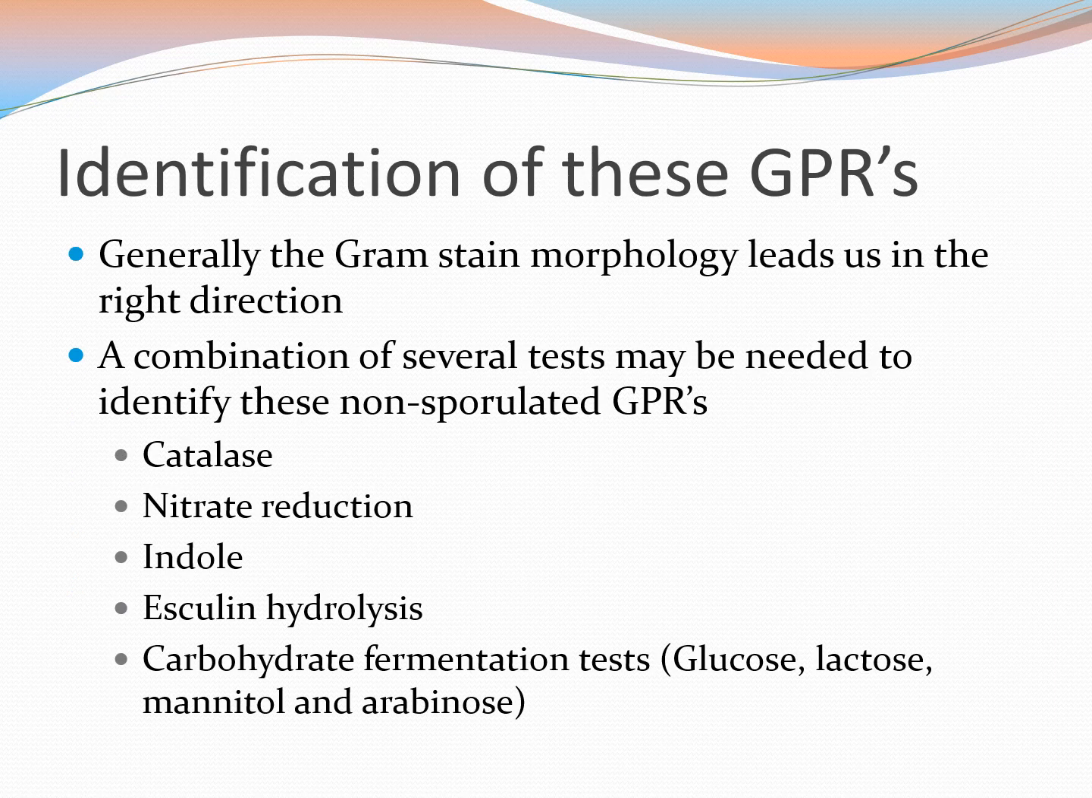The best way to identify these anaerobic gram-positive rods without spores is to start by doing a gram stain. That gram stain morphology is going to lead us in the correct direction. And then after we've done the gram stain, that morphology is going to reveal whether or not we need to do a catalase, a nitrate reduction test, indole, esculin hydrolysis, or carbohydrate fermentation tests, such as fermentation of lactose, glucose, mannitol, and arabinose. Now, Cutibacterium acnes is catalase positive and indole positive, and actinomyces is catalase negative. But usually we do a combination of these tests in order to identify these gram-positive rods without spores.